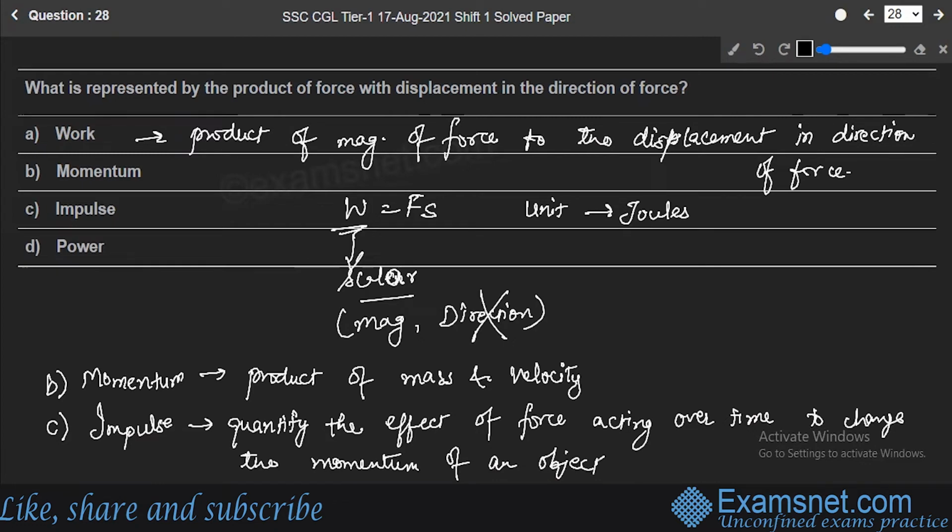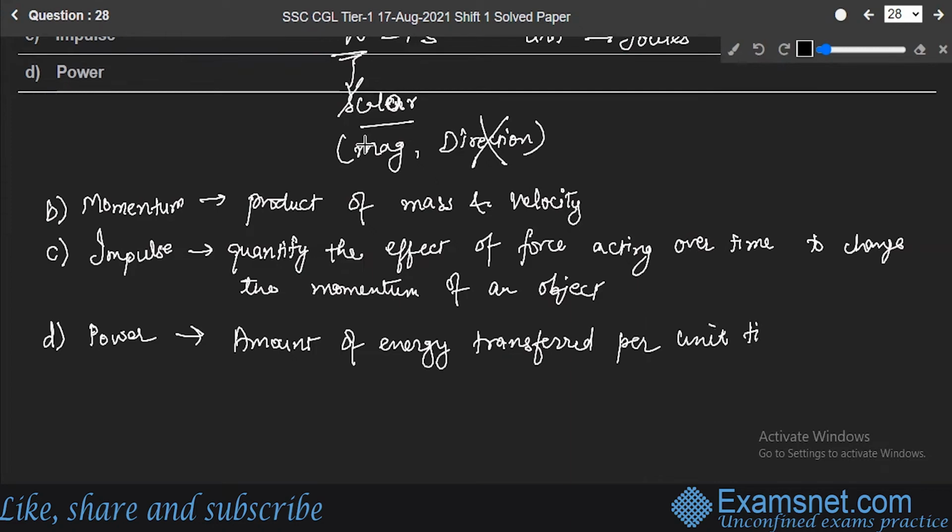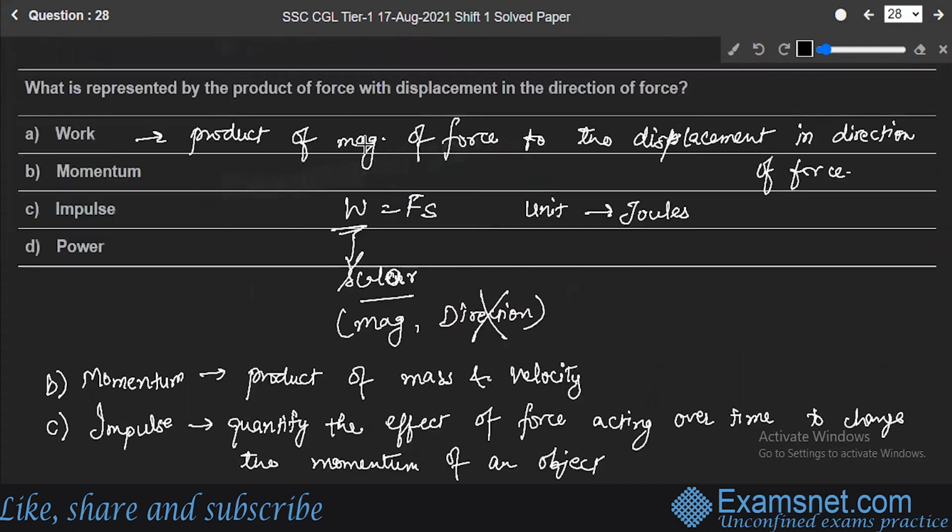And the last one, power. In physics, these are all physics terms. In physics, power is the amount of energy transferred per unit time. So the correct answer to the question is option A, work. Hope you are clear with this question. All right, then let's move to the next question.